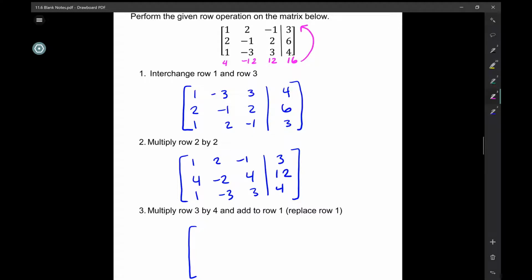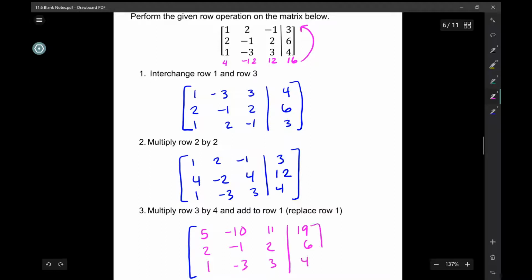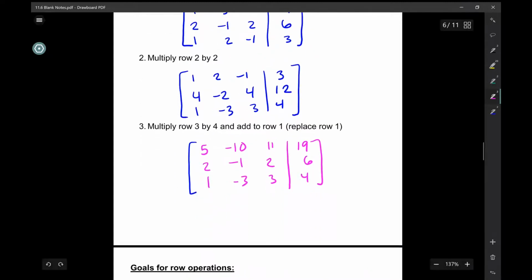So 4 plus 1 is 5. -12 plus 2, -10. 12 minus 1, 11. 16 plus 3 is 19. And now rows 2 and 3 are just the same. That's just a little practice performing our row operations on a particular matrix.